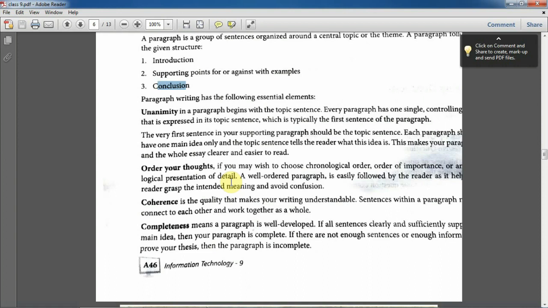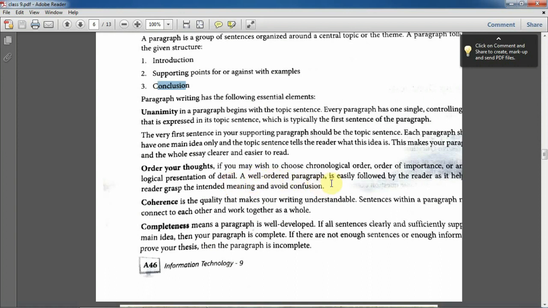So it should be in an order. You cannot write first the introduction, when it was first introduced, and then again jump back to the current generation of computers, then again go back and write the different generations of computer, first generation, second generation, and again come back to mobiles and laptops or any other phone. So it should not be in random order, it should be in a proper order.